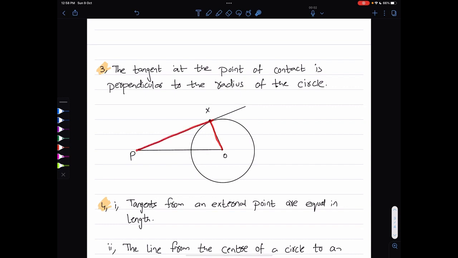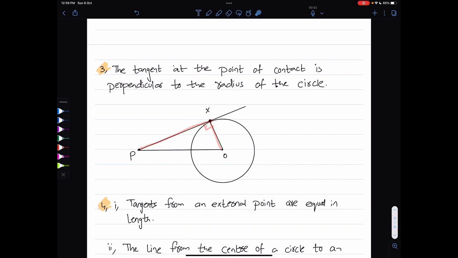The property says that the tangent and the radius are going to be perpendicular, meaning this angle is going to be 90 degrees, hence making OXP a right angle triangle. So all the properties of a right angle triangle are applicable. Pythagoras theorem or trigonometric ratios will help you solve for the missing values. You need to remember this property: the radius and the tangent line at the point of contact will always be perpendicular.